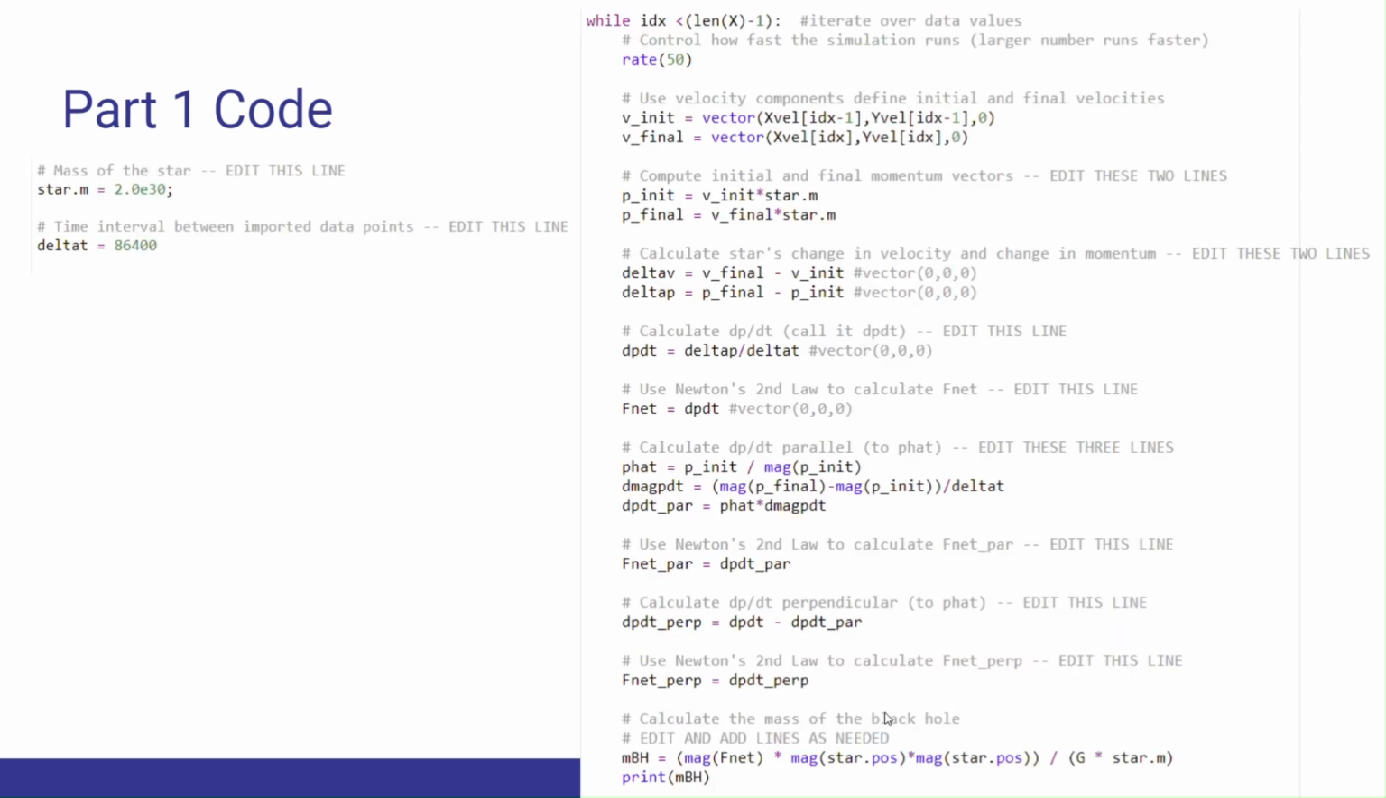Okay, so here's my code for part 1. As you can see, I put in the values for the initial and final velocities and momentums, as well as the delta velocity and momentum. I said that F net is equal to dp/dt, which is true. That's really the only important thing. Here's my mass of the black hole down here. If you want to take a look at that real quick, the mass of the star is given to us, and delta t is the number of seconds in a day or in a year.